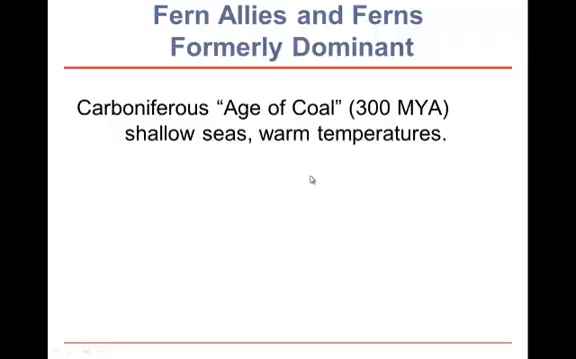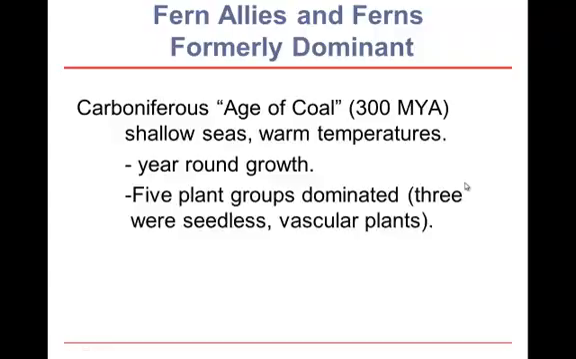The Earth was covered with shallow seas, and temperatures were much more moderate, even tropical. As far north as Great Britain had temperatures more similar to southern Florida. And so this resulted in year-round luxurious plant growth. And there were 5 plant groups that really dominated. And 3 of them were seedless vascular plants, which would be ferns and fern allies. The other 2 were conifers.